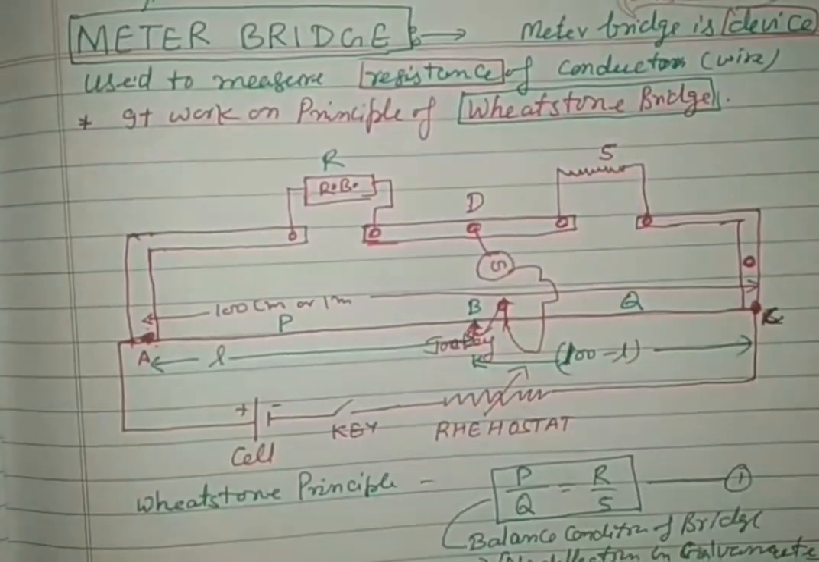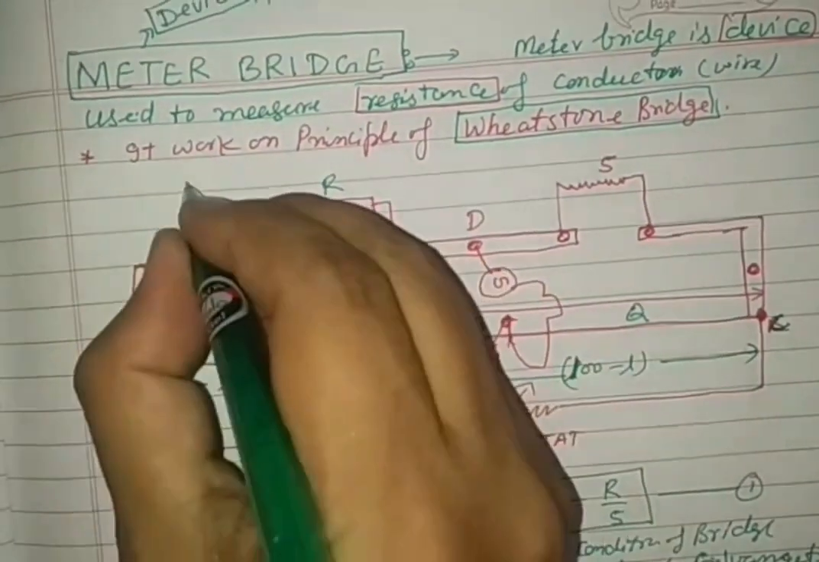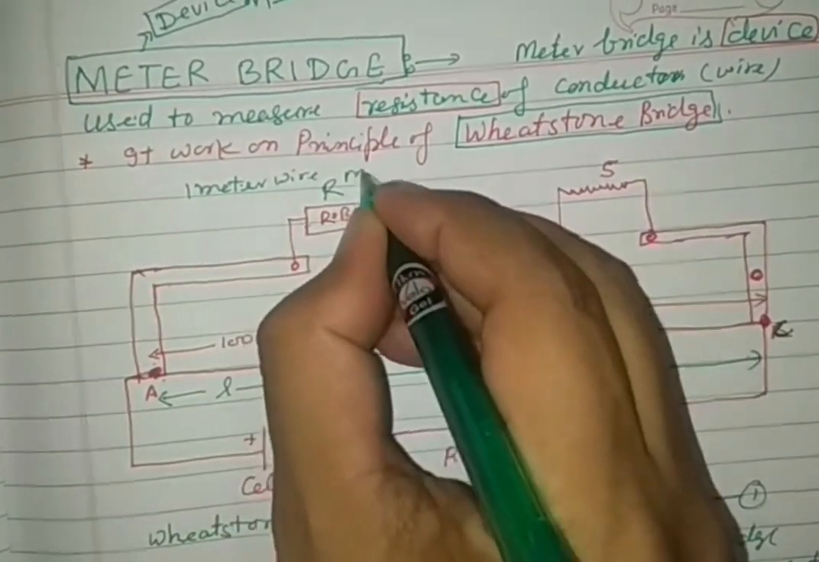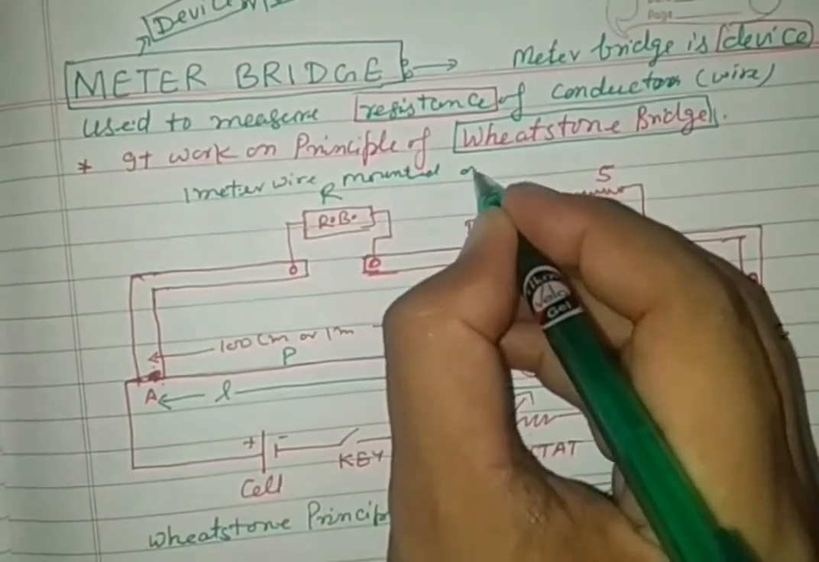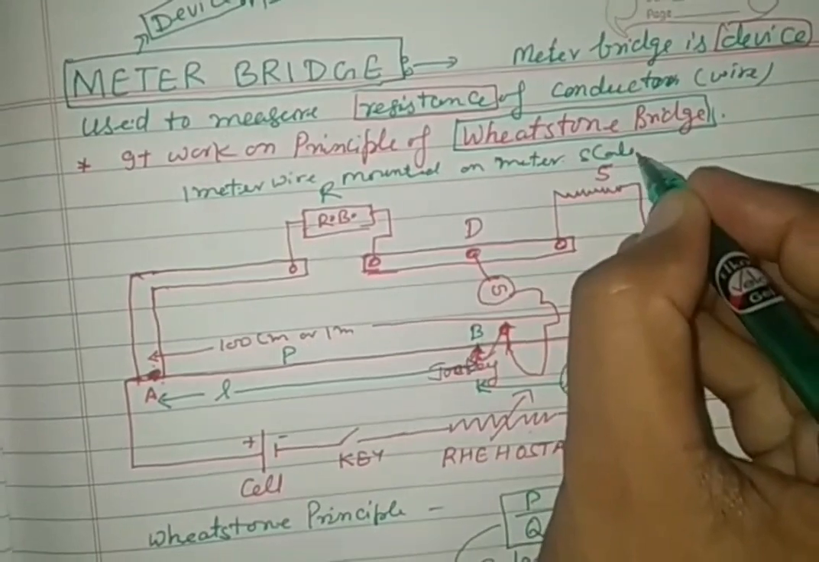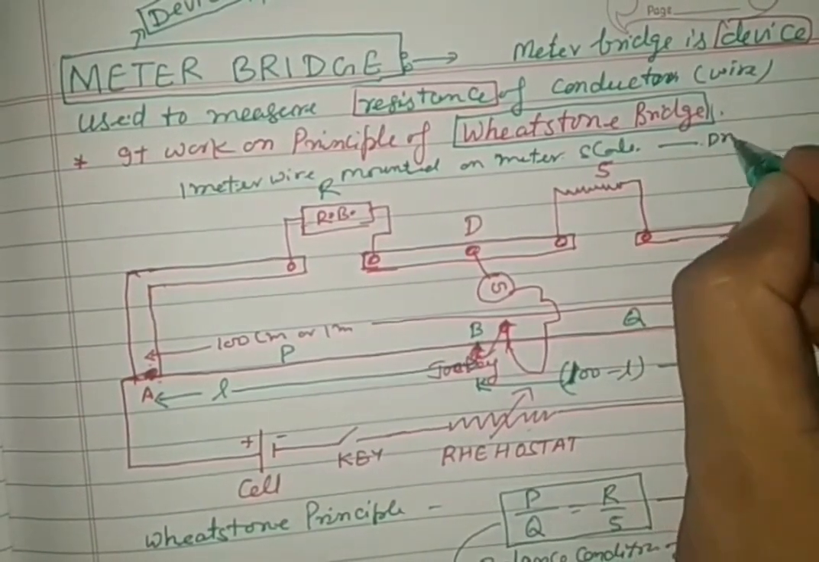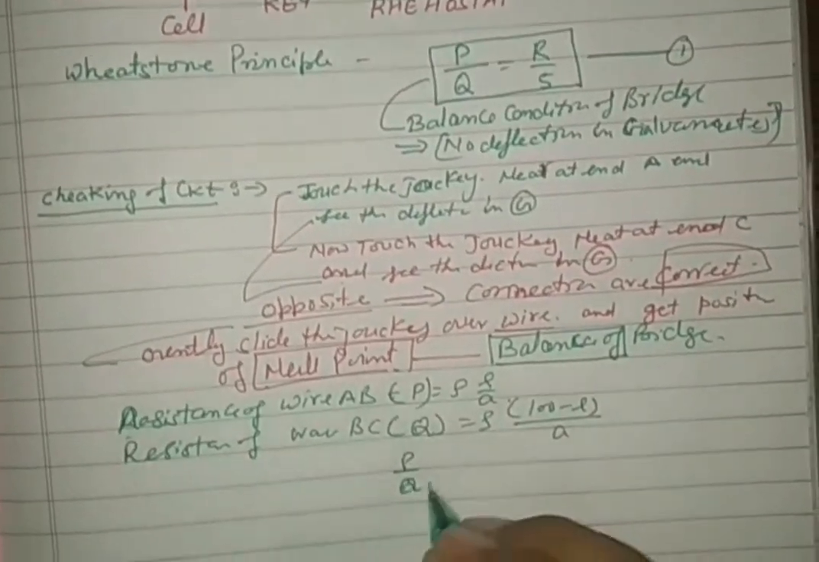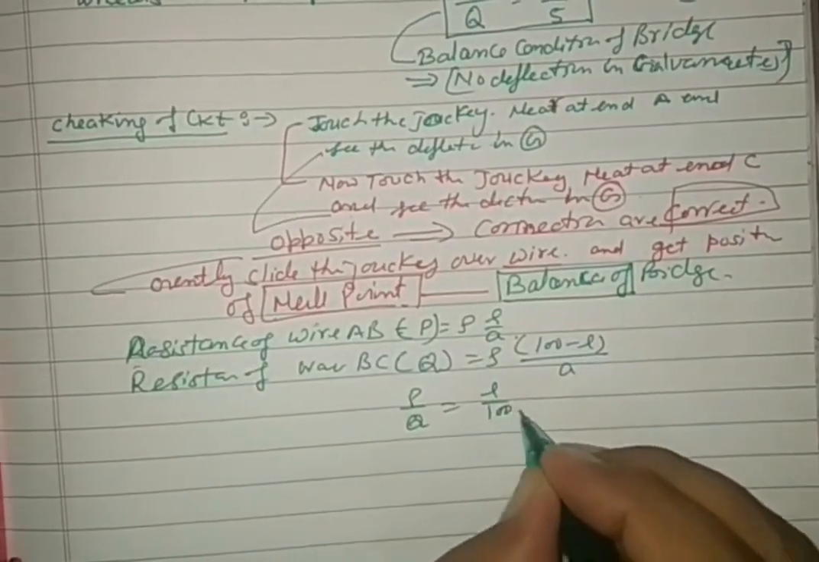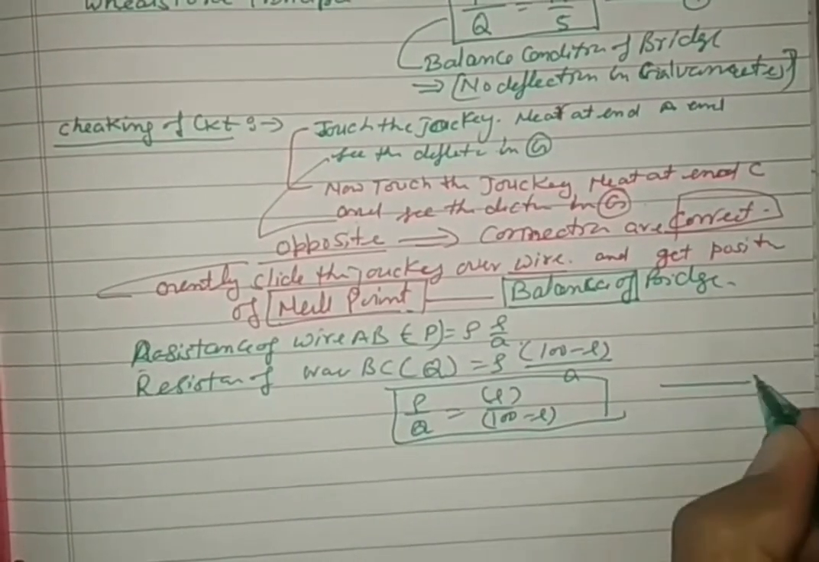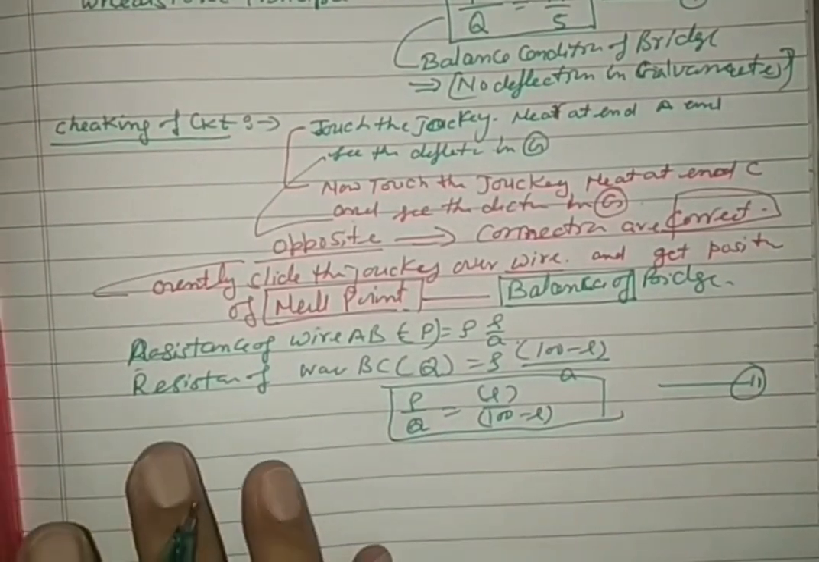The total is a 100 centimeter wire, a 1 meter wire mounted on a meter scale, provided with terminals for connection. So in this case, P by Q is equal to L by (100 minus L). See, this is the second equation here. Right?